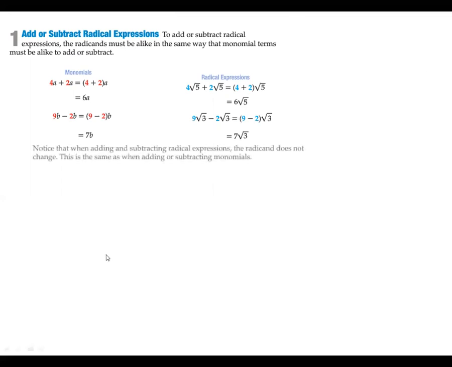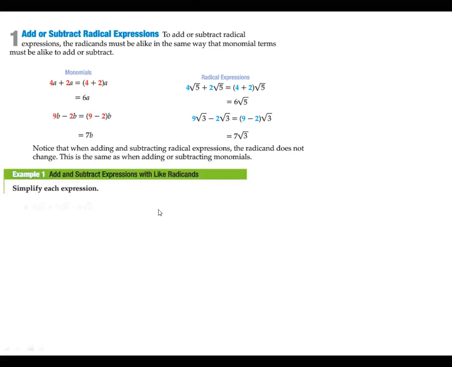All right, so notice that when adding and subtracting radical expressions, the radicand does not change. And that's the same when adding or subtracting monomials. Like the a and the b didn't change. Here the 5 and the 3 didn't change. Okay, you're just adding and subtracting coefficients because the coefficient is basically telling you how many of each of them you have. If I have 4 square root of 5 plus 2 square root of 5s, then I have 6 of them altogether. Just like if I had 4 bananas and 2 bananas, that would give me 6 bananas. Wouldn't change the banana, would it?